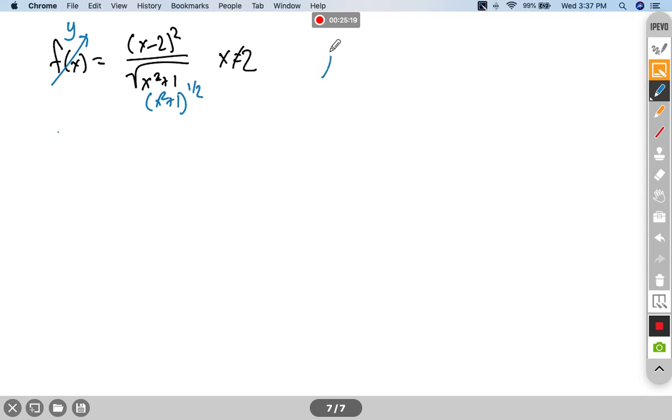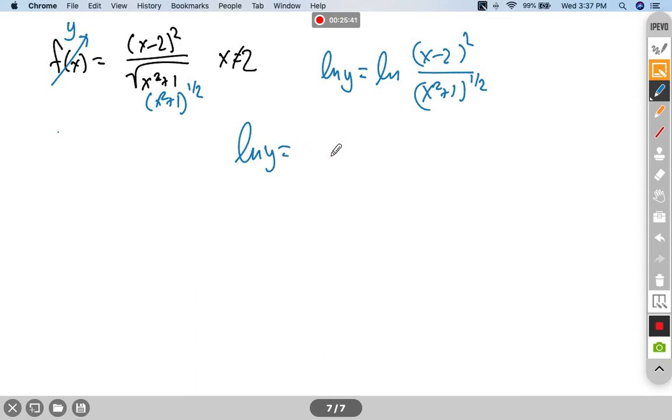So this gives me the natural log of y equals the natural log of x minus 2 squared over x squared plus 1 to the 1/2. So let's plug in our properties. Natural log of y equals 2 times the natural log of x minus 2 minus 1/2 the natural log of x squared plus 1.